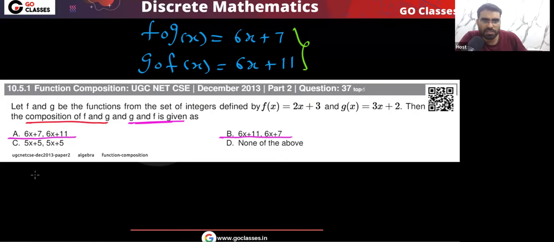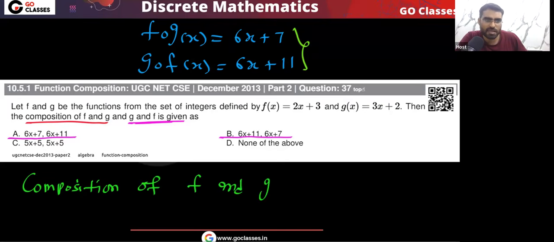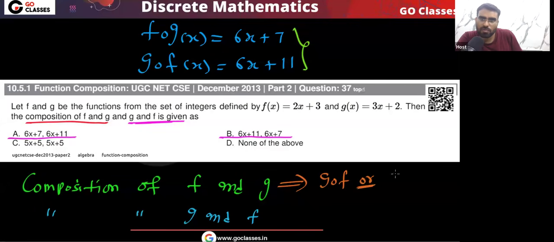See, what is the composition of F and G? When I say composition of F and G, and when I say composition of G and F, what is that? This will be gof or fog. Tell me.